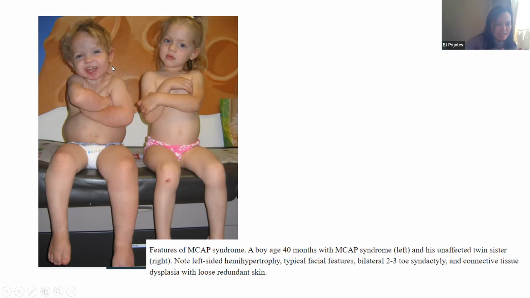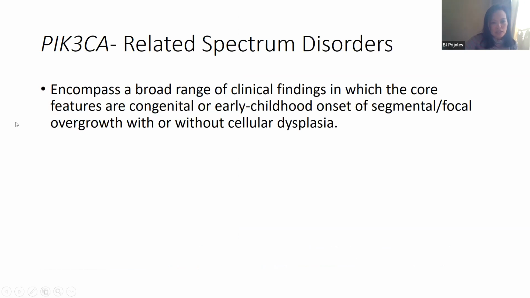Measurements: he has a large head size, and there are some differences in leg length as well as leg width, and you can see some syndactyly of the toes here. This individual has a condition called MCAP, or Megalencephaly Capillary syndrome, and this condition is encompassed in what we call PIK3CA-related spectrum disorders, or PROS.